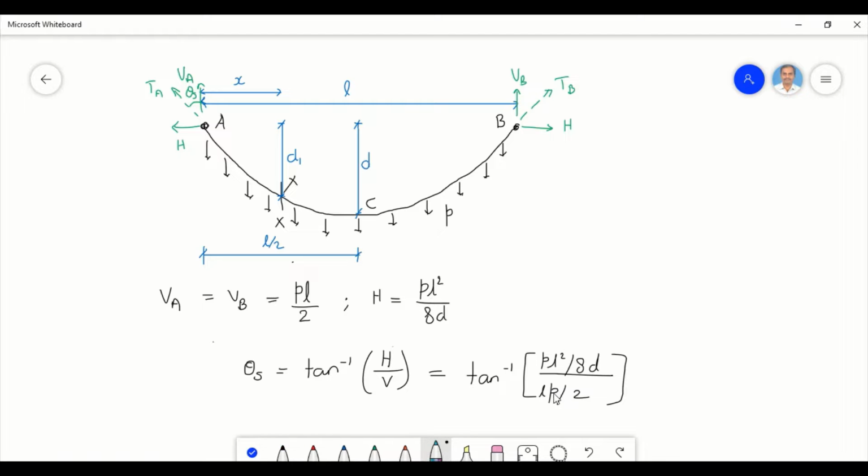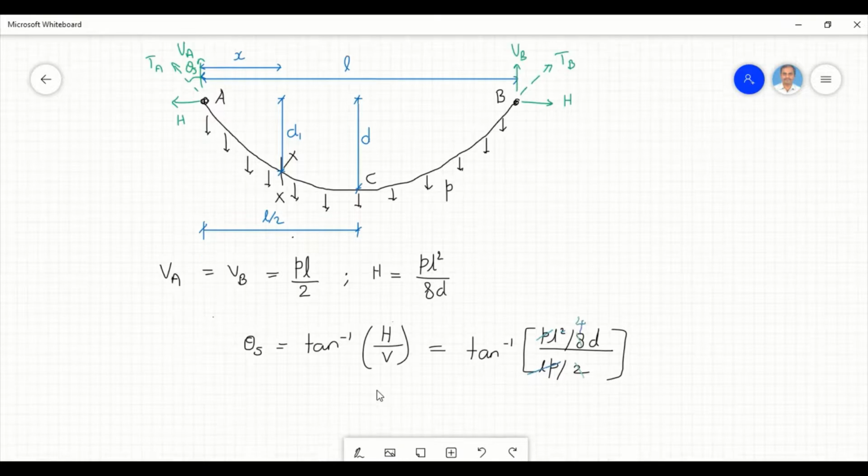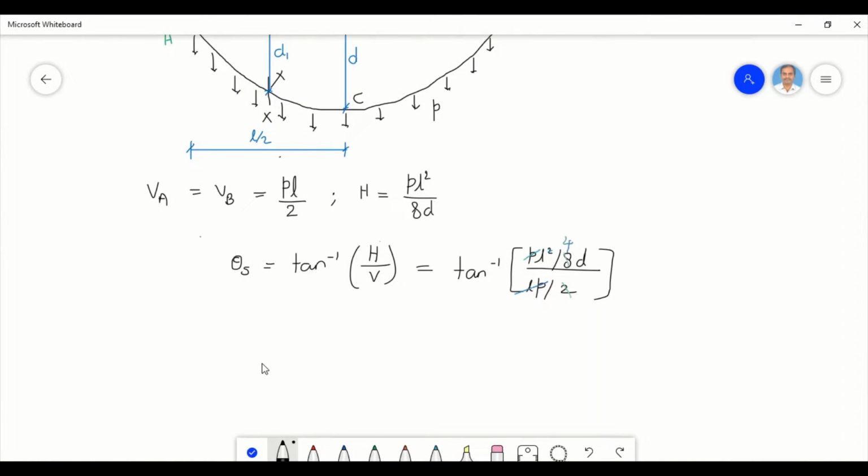So we have P and L in the denominator as well as in the numerator, and we have 2 in the denominator and 8 in the numerator. So it will be L divided by 4D. So we can write theta s, which is the inclination of the tension with respect to the vertical, as tan inverse of L divided by 4D.